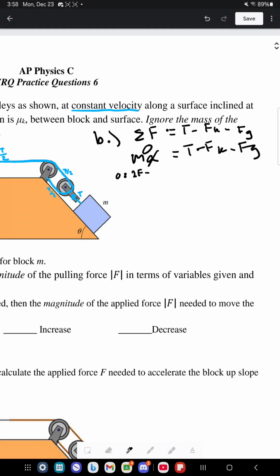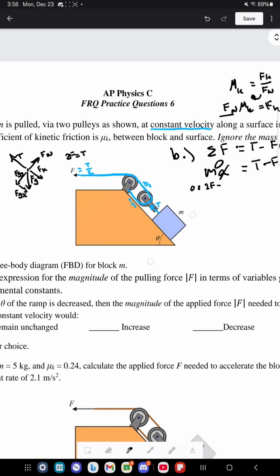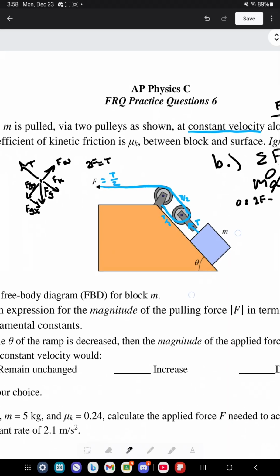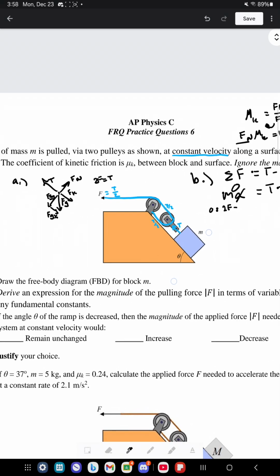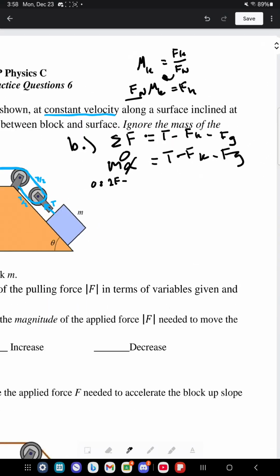where should I write this? F of K over F of N equals mu K, so multiplying F of N over F N, mu K equals F of K. And we know that F of N is equal to FGY, and let's see, FGY is equal to mg cosine of theta.